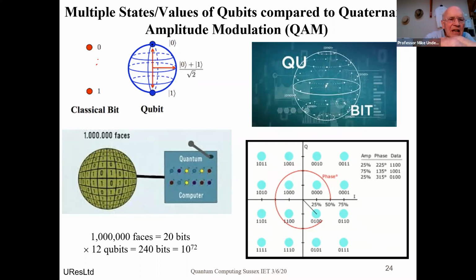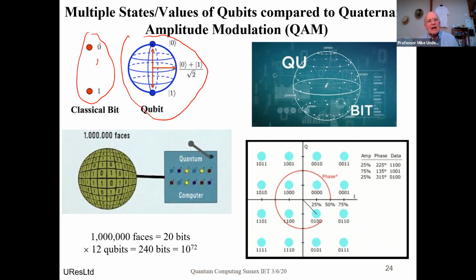So another way is looking here. We can see on here there is the classical bit on the top left-hand side. The qubit we've already seen is then here, and you can see now a little bit of equations to do with that. The important point is here, that there are 1 million faces. So in other words, the qubit itself has 1 million ways of representing things, faces.